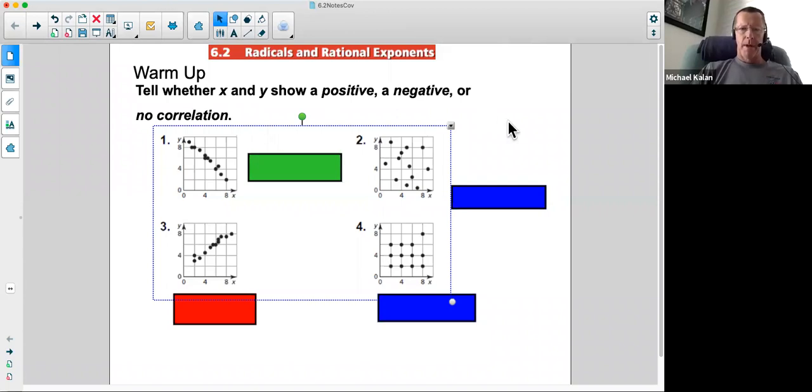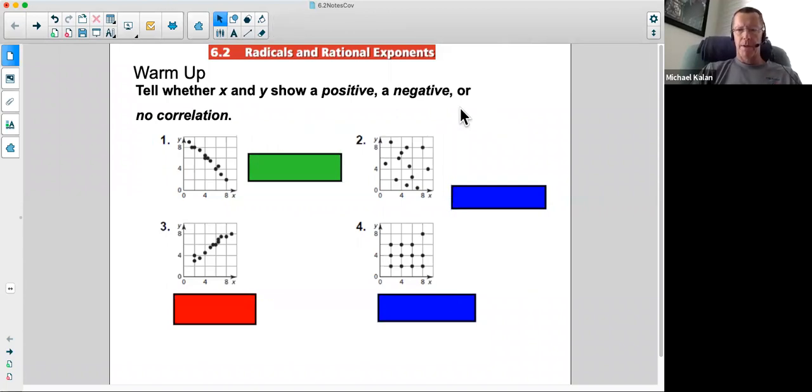So we'll start by warming up. Tell whether X and Y show a positive, negative, or no correlation. You should remember this. So go ahead and do those. Okay, hopefully you got this was negative, right? Because as X gets bigger, what's happening to the Y values? It goes down. Or think of it this way: as the Y values get bigger, what happens to the X values? They get smaller. So that's a negative correlation.